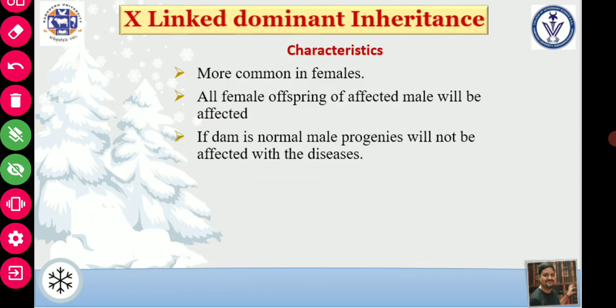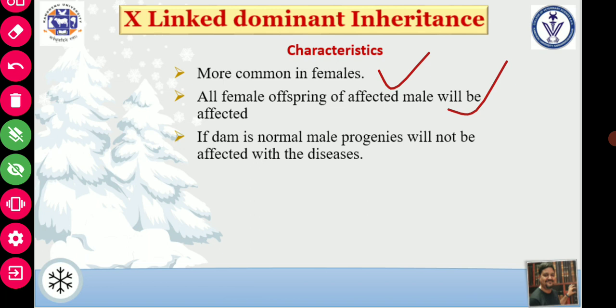Now, what are the characteristics of X-linked dominant inheritance? The characteristic is very clear. It is more common in females, because in comparison to other inheritance patterns, this will be more common in females, though it affects both sexes. All female offspring of an affected male will be affected. It's right, because only one copy is enough to affect the individual.